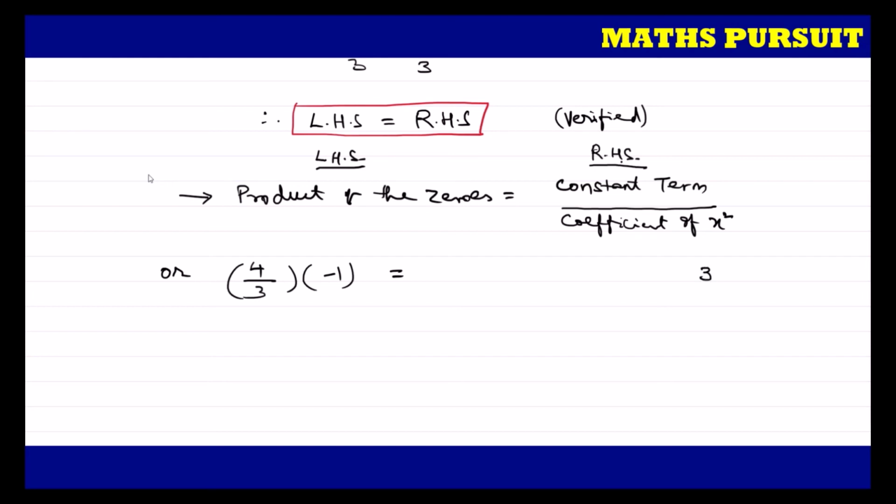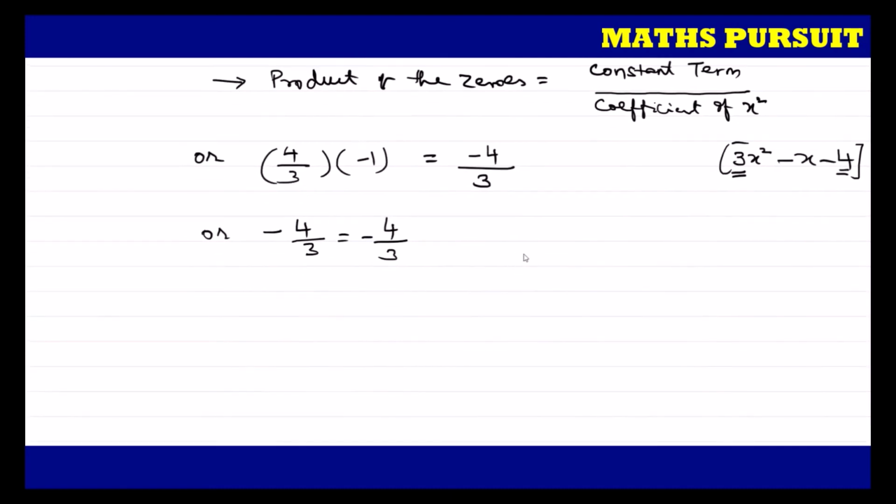The equation here is 3x to the power 2 minus x minus 4. Here the constant term is minus 4. So I can write minus 4 upon the coefficient of x to the power 2, which is 3. Or I can write minus 4 upon 3 is equal to minus 4 upon 3. How? 4 upon 3 into minus 1 is minus 4 upon 3, and the right hand side is minus 4 upon 3.